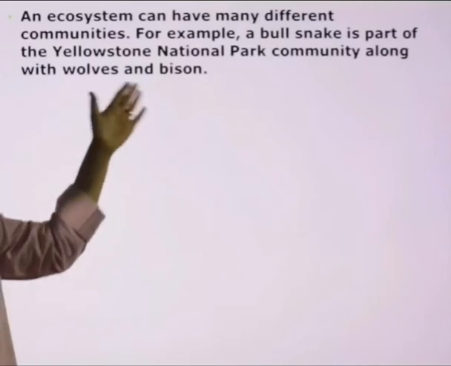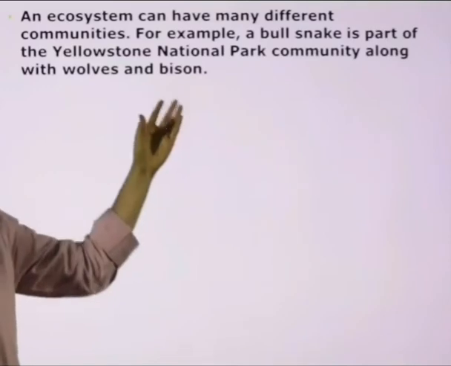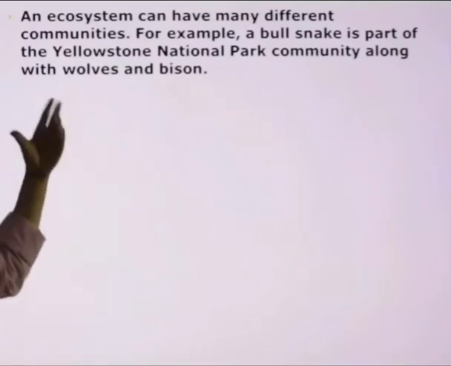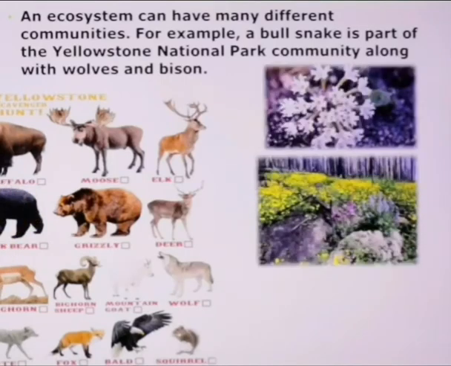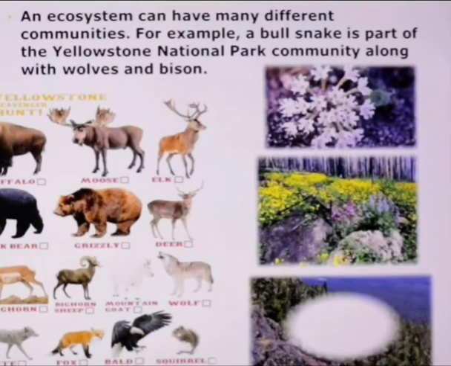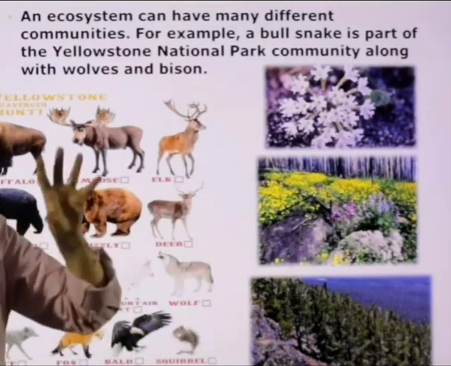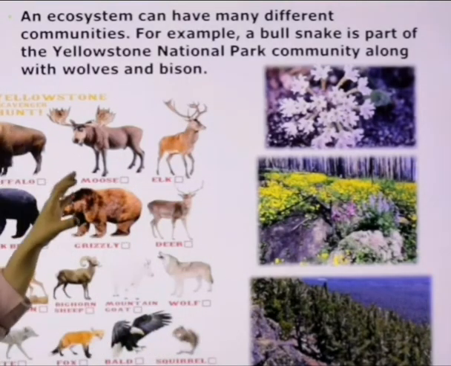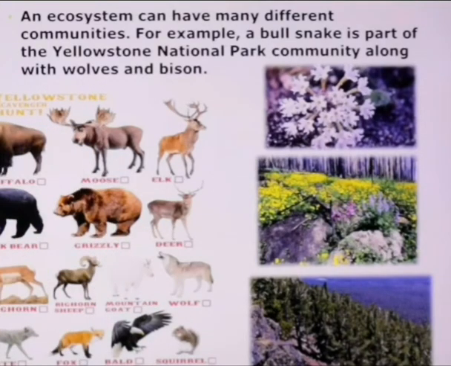For example, a bull snake is a part of the Yellowstone National Park community, along with wolves and bison. In Yellowstone National Park, there's a community of animals, a community of plants. So in this very ecosystem, you can see several communities, not only one community. So a population of buffaloes, a population of moose, a population of elk, all together they will make a community, and so on.